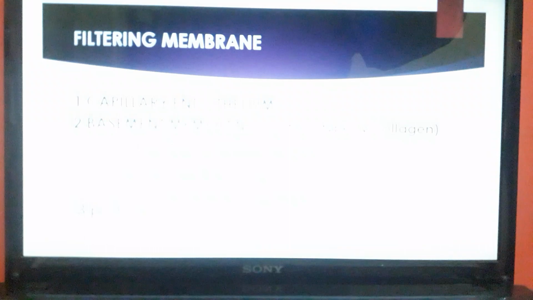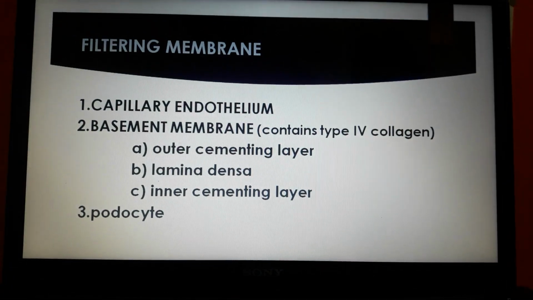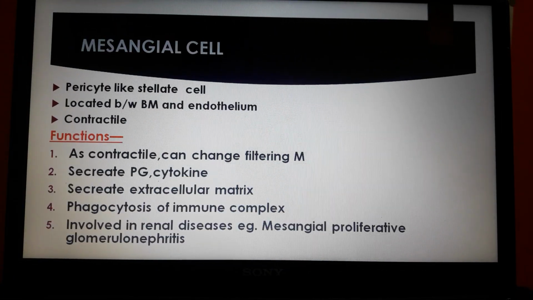There is another cell present at the renal corpuscle, called the mesangial cell. What is a mesangial cell? It is a pericyte-like stellate cell. Pericyte is like the cell present around other capillaries, it is like that type of cell. It is located between the Bowman capsule and the endothelium, and it is contractile.